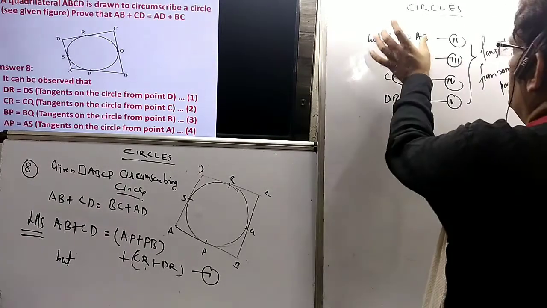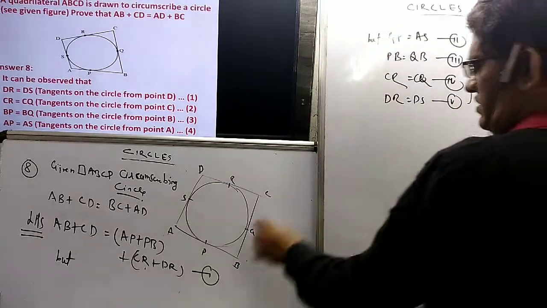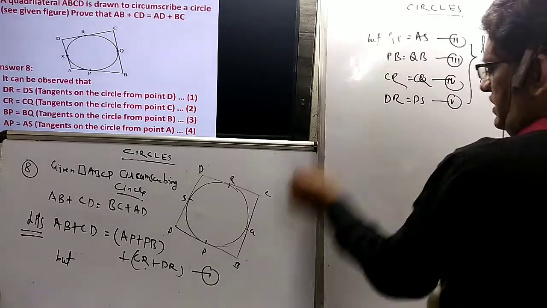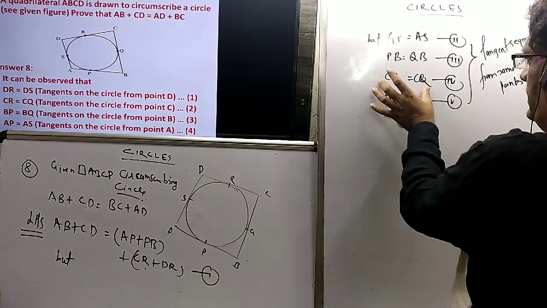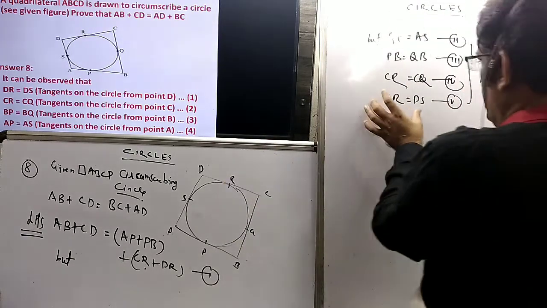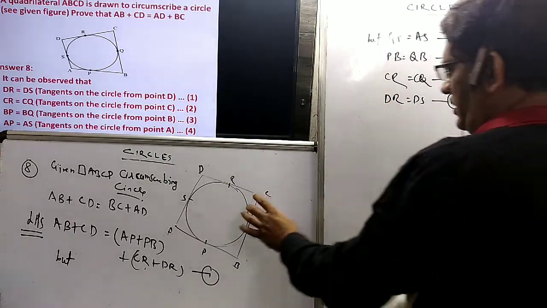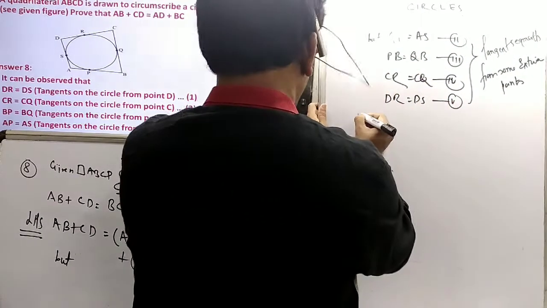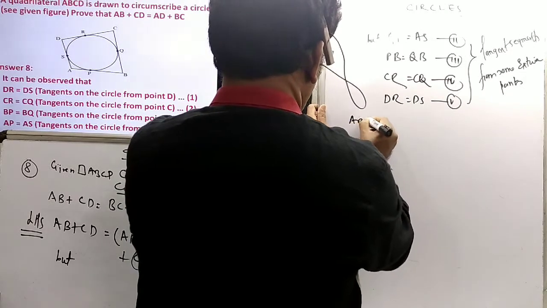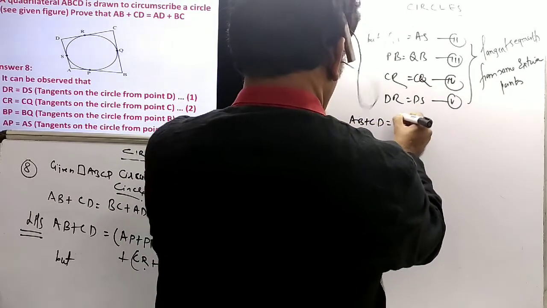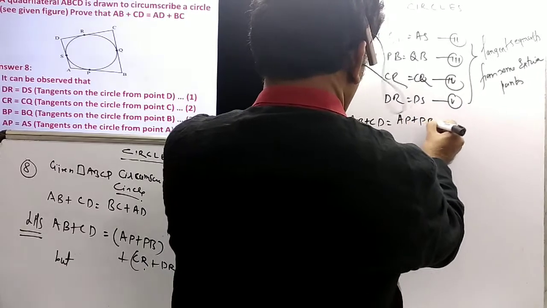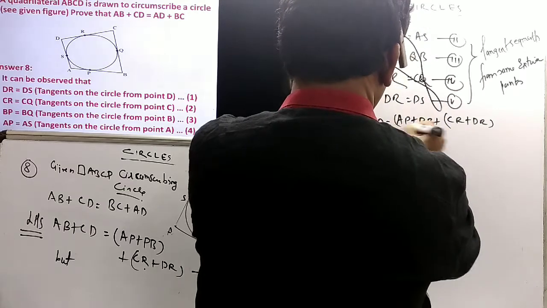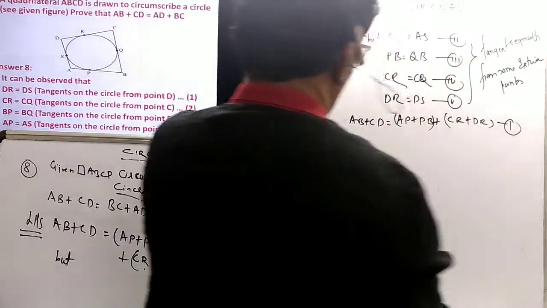These are the tangent segments AP and AS with exterior point A. These are the tangent segments with exterior point B. These are the tangent segments with exterior point C. And these are the tangent segments with exterior point D. Now what happened? AB plus CD is equal to AP plus PB plus CR plus DR. This is equation number 1.